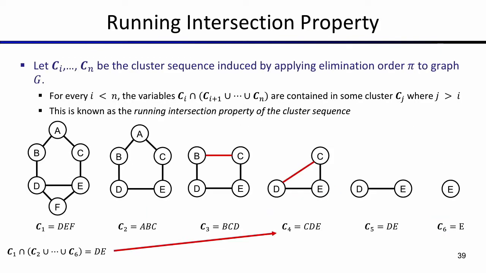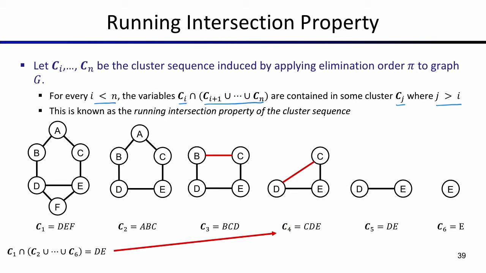Okay, so we have one very important property, called the running intersection property of the cluster sequence. This property will be very important for us in order to build the join trees later. This property says that for every cluster Ci that is not the last cluster, if we take the variables in Ci and intersect them with all the variables that appear in clusters after Ci, those variables will be contained in some cluster Cj where j is greater than i. Saying it that way, it sounds very complicated, but it's not.